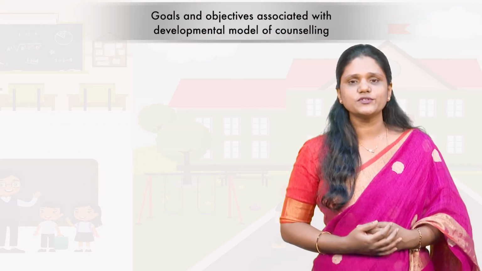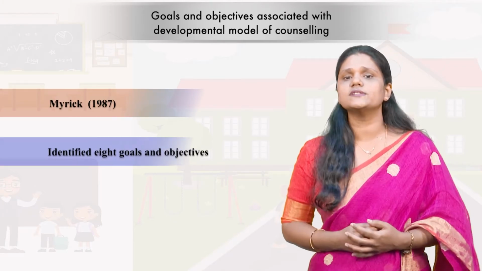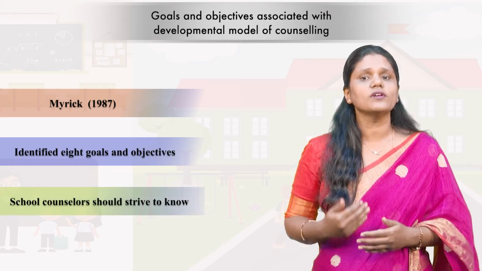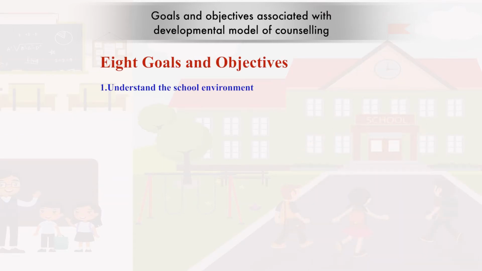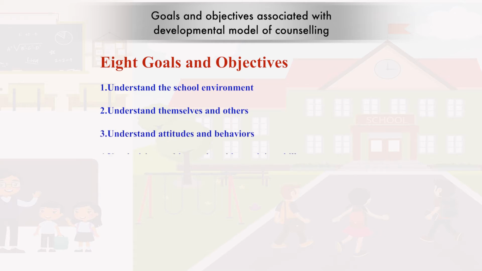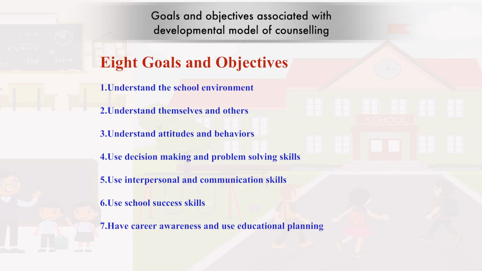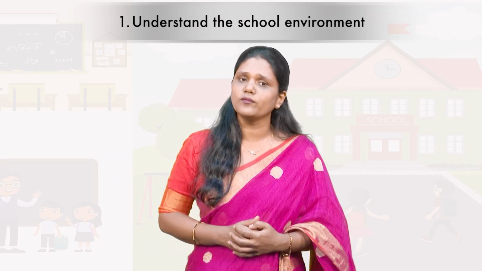Goals and objectives associated with the developmental model of counseling. Myrick has identified 8 goals and objectives that are associated with the comprehensive developmental model, which school counselors should strive to know. The first one is understand the school environment, understand themselves and others, understand attitudes and behaviors, use decision-making and problem-solving skills, use interpersonal and communication skills, use success skills, have career awareness and use educational planning, have community pride and involvement. Now let us see the first point, understand the school environment.